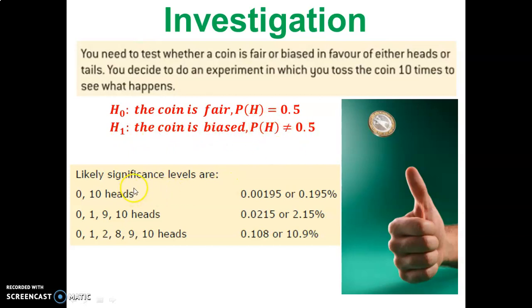We looked at significance levels. For example, to get 0 heads or 10 heads in 10 tosses was a very small percent, 0.195, or to get 0 or 1 heads or 9 or 10 heads, that was a 2.15% chance of that happening. So basically, by knowing these percent chances of these things happening, we can then say, all right, if that happens, it's so unlikely that the coin must be unfair or biased. So that's the kind of discussion we had in the last video.